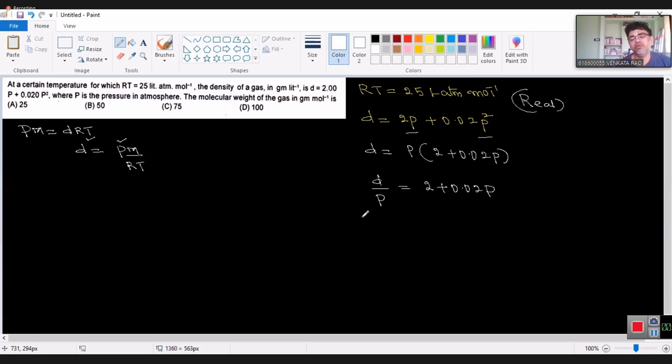Now I want the value of D by P at limit P tends to 0. Why am I doing that? P tends to 0 means very low pressure. That means when P tends to 0, automatically molar volume tends to infinity.